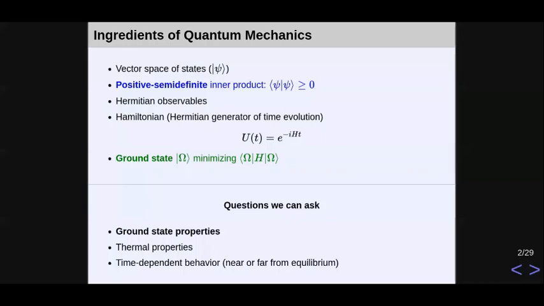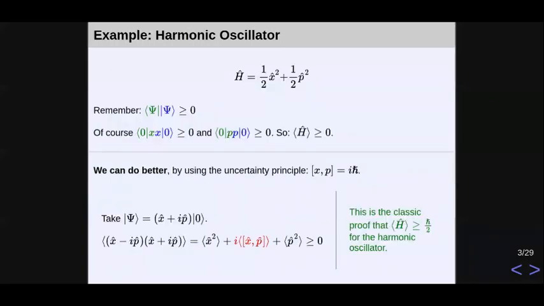So we could ask for bounds on ground state properties or thermal behavior or time-dependent behavior. The easiest one is to get bounds on ground state properties. That's what this talk is about. It's repeatedly applying the fact that the inner product is positive semi-definite to discover something about what the ground state, and then at the very end, low-lying states look like.